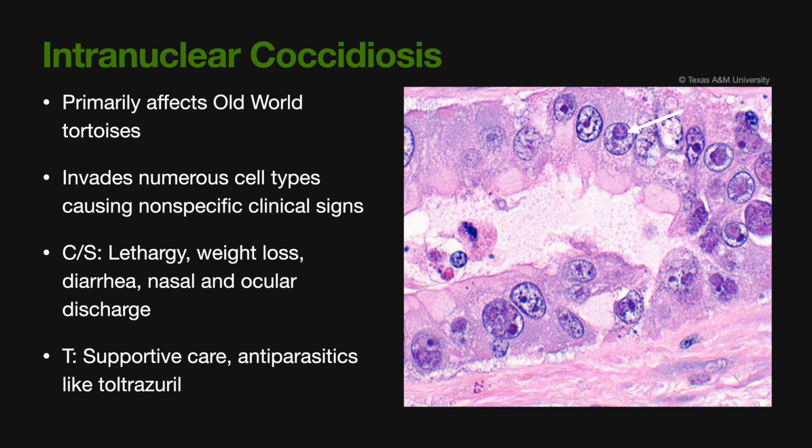Intranuclear coccidiosis primarily affects Old World tortoises. The protozoans invade numerous cell types, causing nonspecific clinical signs like lethargy, weight loss, diarrhea, and nasal and ocular discharge. Treatment involves supportive care and antiparasitic medications like toltrazuril.